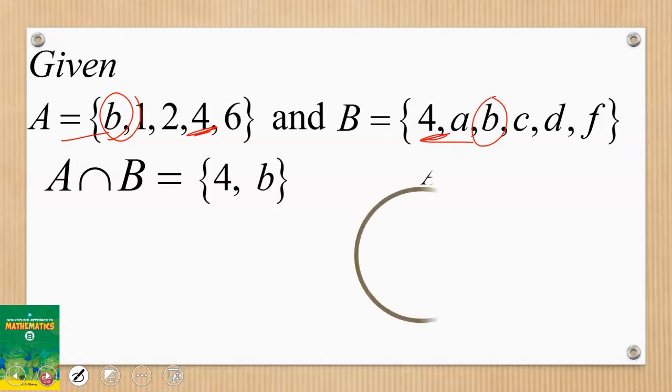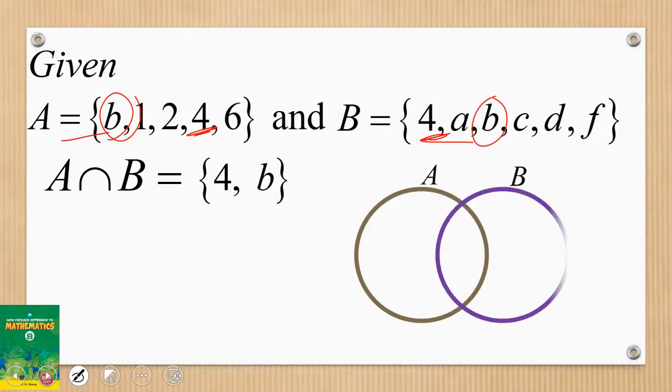Now, when you represent this on a Venn diagram, we can call this set A and set B. The elements that are common in set A and B will be over here. These are the intersection. After taking the intersection, the elements left in A only become 1, 2, and 6. And that of B only becomes A, C, D, and F. Let's take another example and see.